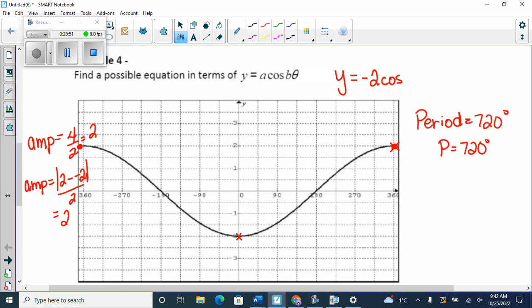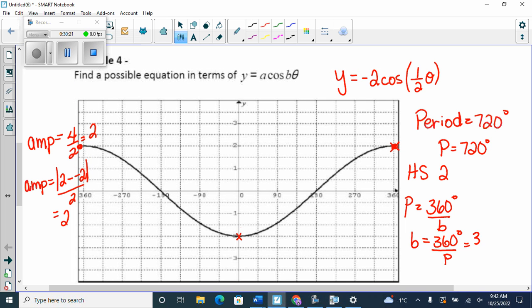Now I know the original is 360. It's been stretched by 2. So I know I have a horizontal stretch by a factor of 2. So I know I can go 1/2 theta. If you're someone who's like, I hate that method, don't do that method. Use the equation. The equation is period equals, and we're in degrees, so 360 divided by b. The b and the p switch. P equals 360, sorry, b equals 360 divided by p. P is 720. When I divide the degree symbols off, they go away, and I'm left with a factor of 1/2. B equals 1/2.